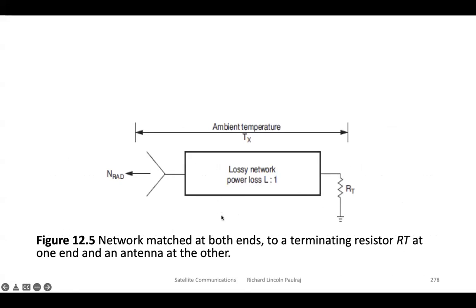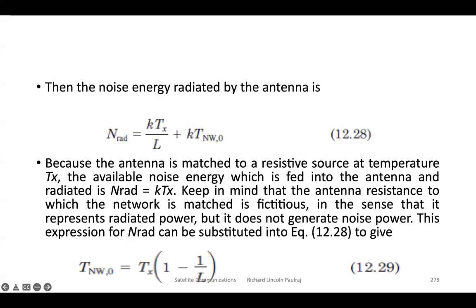What we are trying to do with the help of this resistor is match the input side and the output side. Why is it so important? Because networks need to be matched for proper communication. So the noise energy radiated by the antenna, how do we represent it? You can take down this formula, where the radiated noise is K Tx divided by L, where L is your loss, and then K Tn W naught.